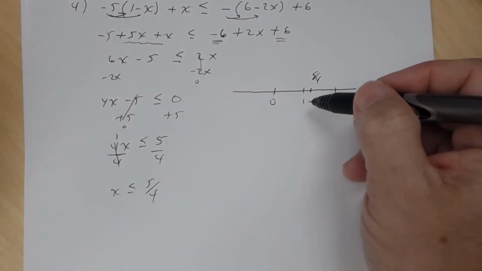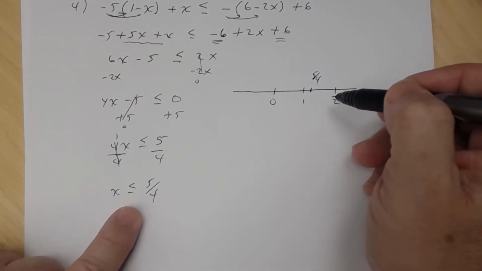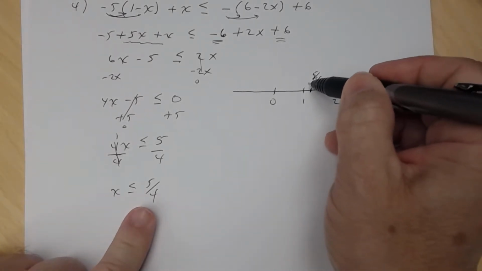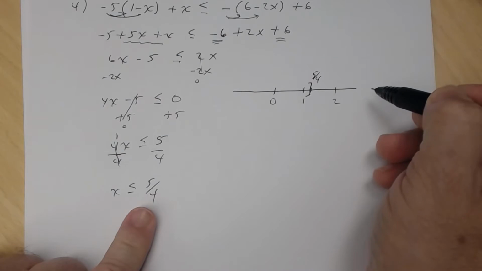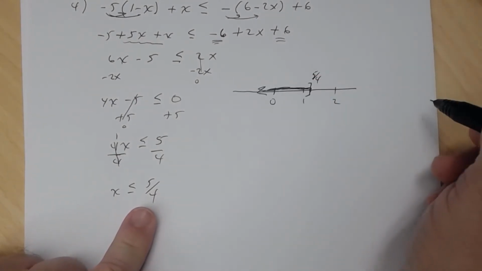Since 5/4 is a solution because there's an equal sign, I'm going to use a bracket. Let's use a bracket this time. And then I want all the real numbers that are less than or equal to 5/4. So it's going to be a bracket pointing to the left, just like this. And then shade in all the real numbers that are less than that. But don't forget the arrow.